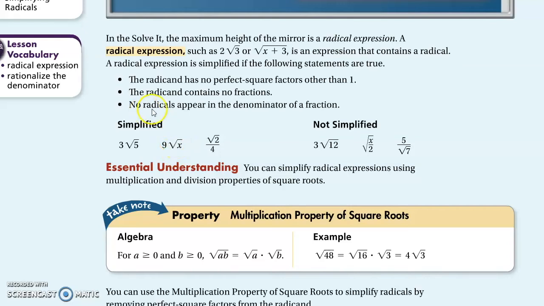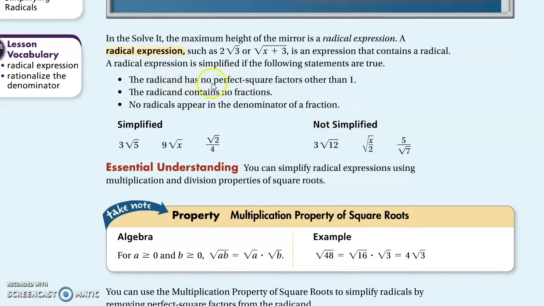Rule 3, no radicals appear in the denominator of a fraction. In this case, square root 7 is in our denominator, so this is not simplified. Looking over here, we do have a fraction, but notice the radical symbol is in the numerator, and that's perfectly fine. We're allowed to have a radical in the numerator, not in the denominator. All right, so let's go back and look at that first rule.